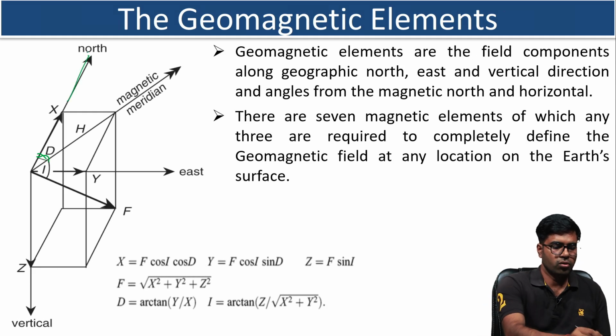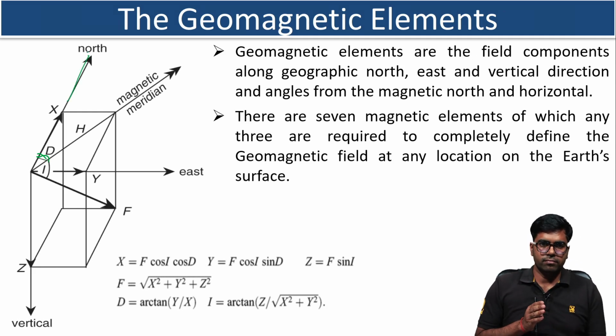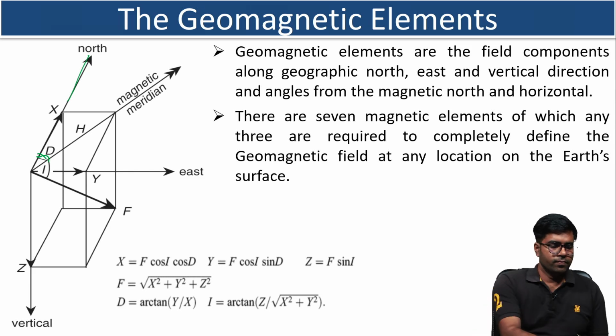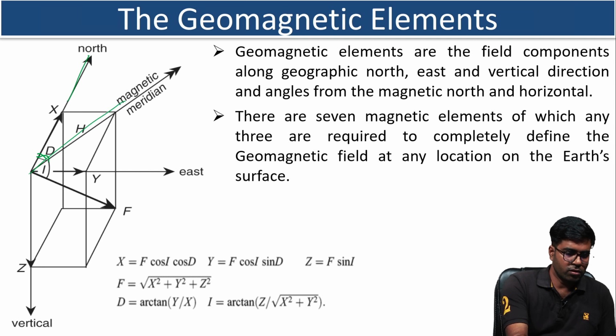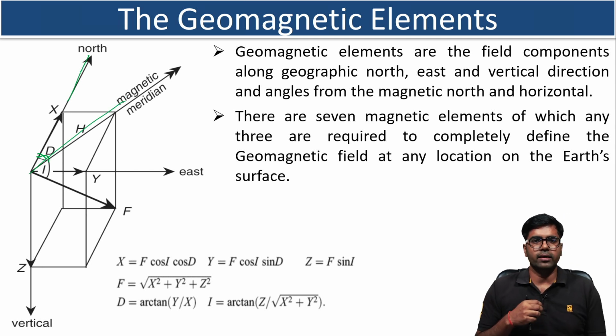This is the true north. True north is the geographic north, not the geomagnetic north, or the direction where your magnetic needle points. The angle between the magnetic north and the geographic north is called the angle of declination.